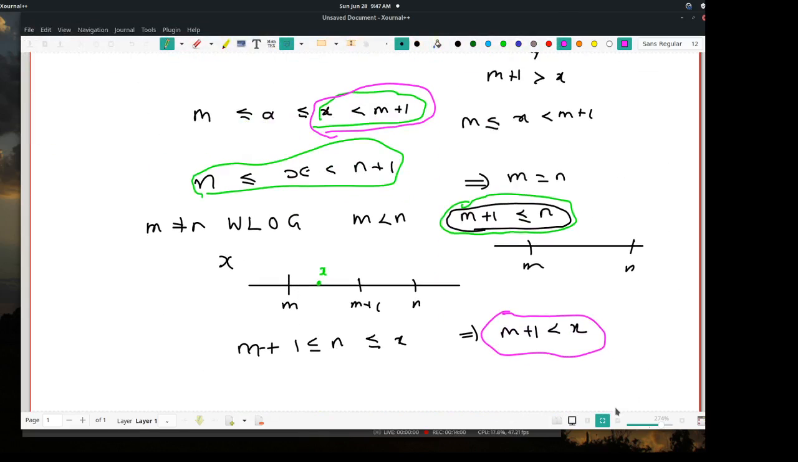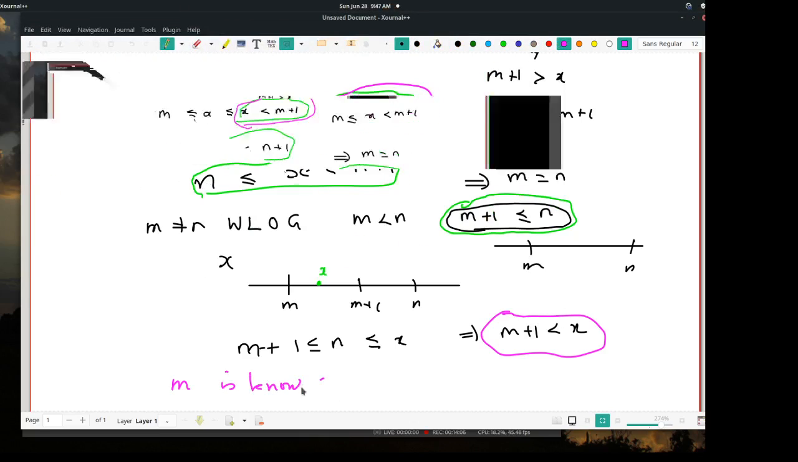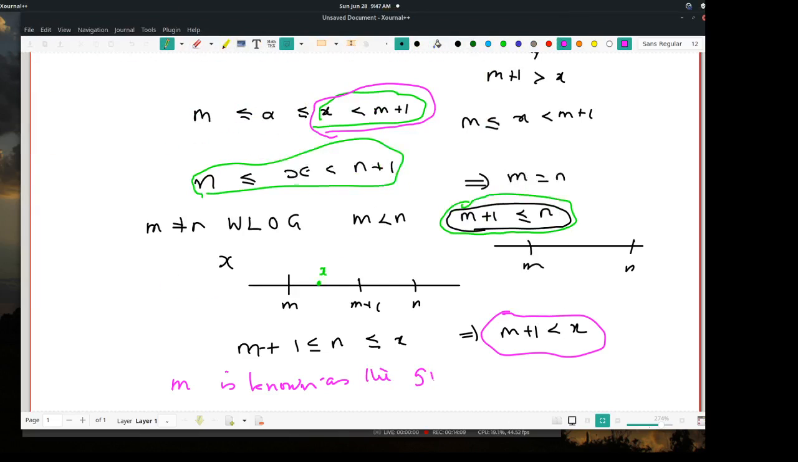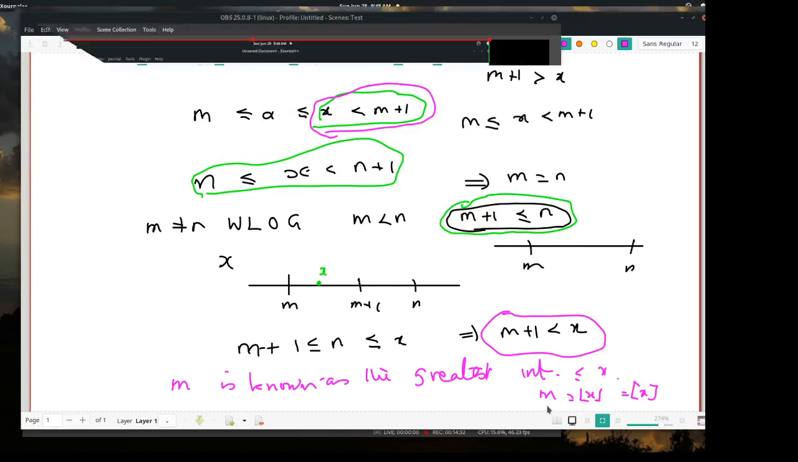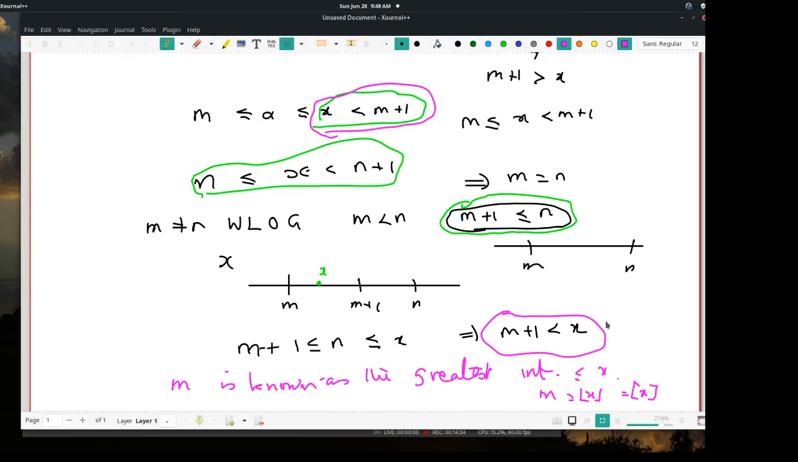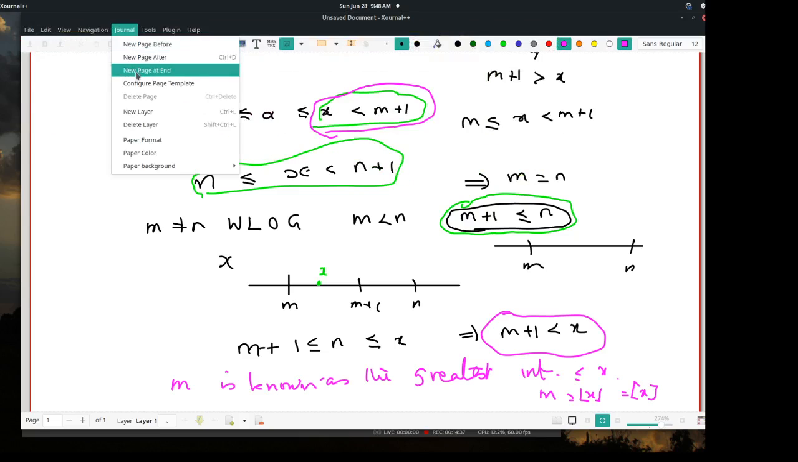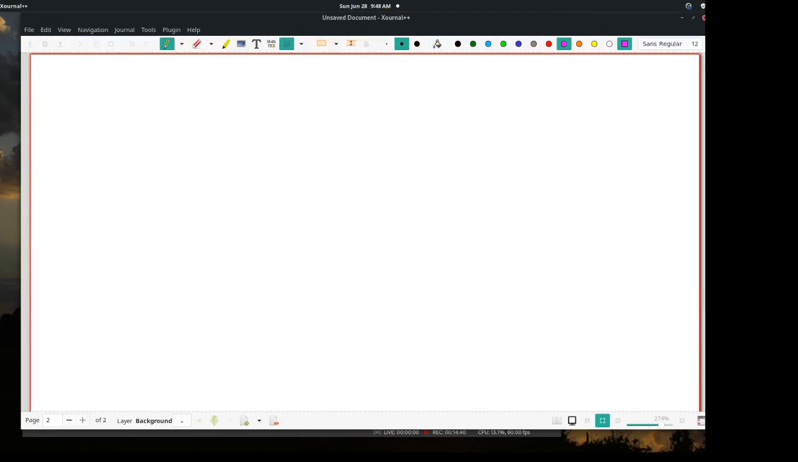Okay, this M is known as the greatest integer less than or equal to X. Okay, it's usually denoted by, I think all of you know, I think in computer language it is denoted by the floor function or ceiling function. Is that okay? Now, before we end, one more small observation.